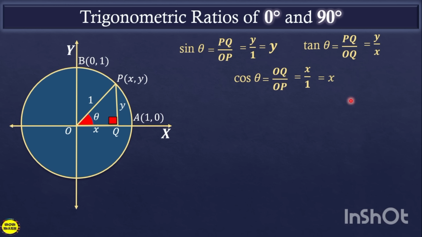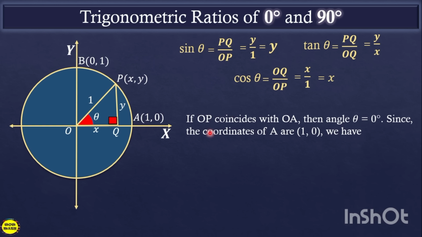So, ito po yung nakuha natin kanina para makuha daw po ang sine theta. Kukunin po natin yung y coordinate. Para makuha ang cosine theta, kunin natin yung x coordinate. At para makuha yung tangent theta, we just have to get the ratio of y over x. Ayun po. So, kunin natin ngayon, if OP coincides with OA. Ito yung OA mo. Then, angle theta is 0 degree.